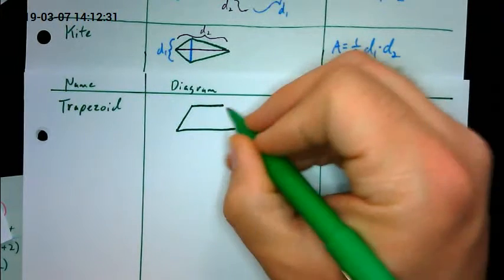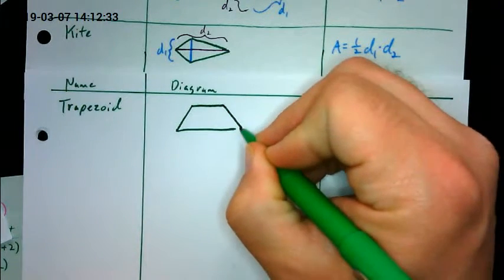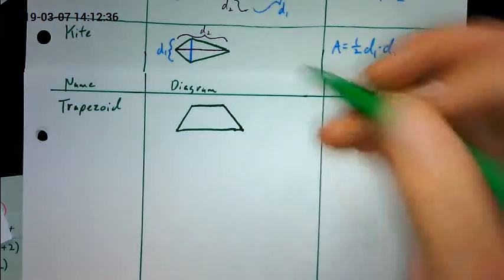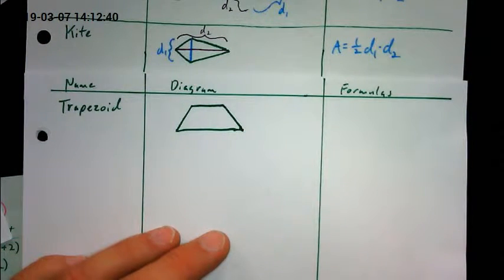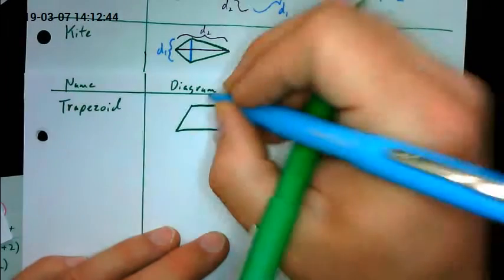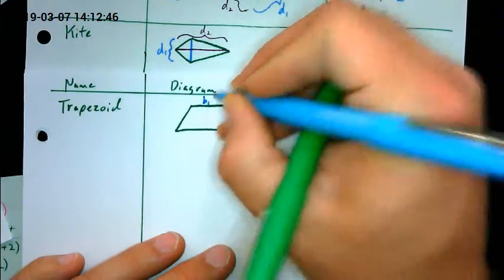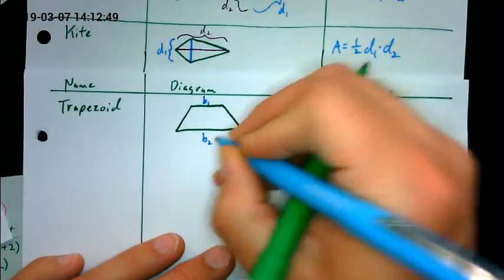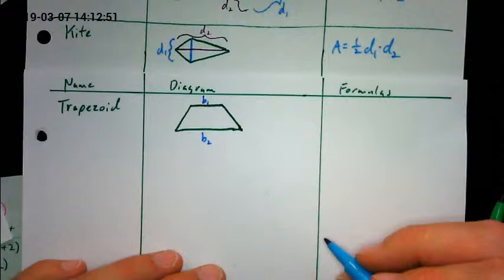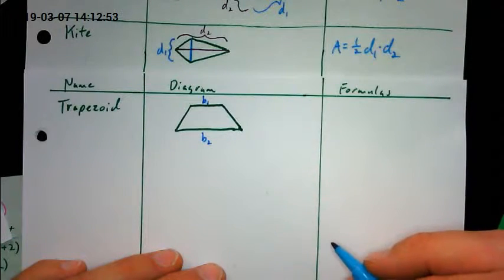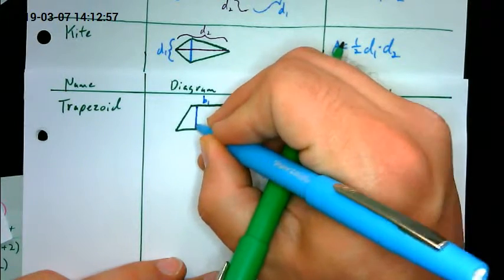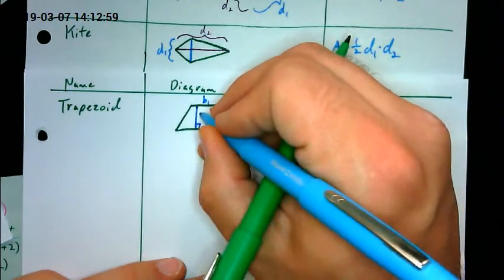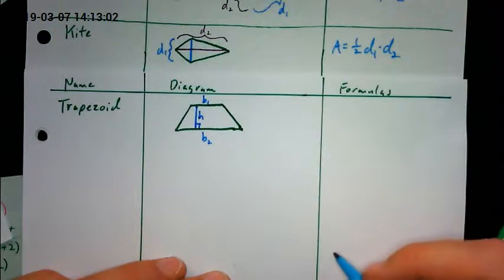Okay, so our diagram here is of a trapezoid. You can draw it as an isosceles trapezoid or any trapezoid. It doesn't have to be anything specific. Now, for a trapezoid, how many bases do we have? Two. We have the base on top and the base on bottom, because remember, the two that are parallel to each other are referred to as the bases. So we have B1 and B2. The perpendicular distance between them will be our height.